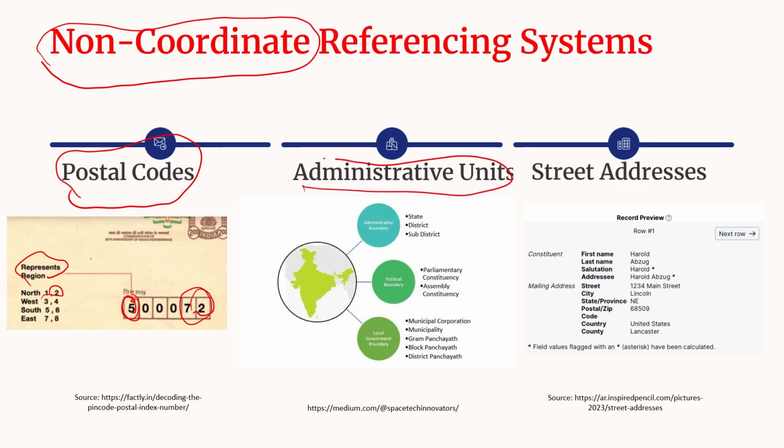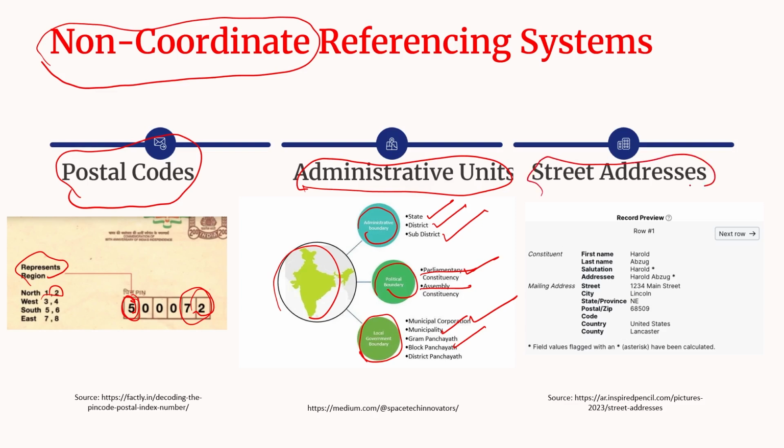And another one is administrative units. It is a second example of a non-coordinate system, and here we have India's administrative boundary. We have a state boundary, we have a district boundary, we have sub-districts, taluks, and village boundaries. Using those administrative units, I will be able to locate where you are coming from. Other than that, we have political boundaries, we have a parliamentary constituency, we have assembly, then local government boundaries, we have a municipal corporation, municipality, gram panchayat, all those things.